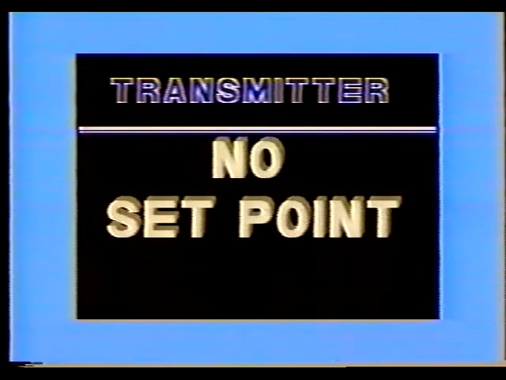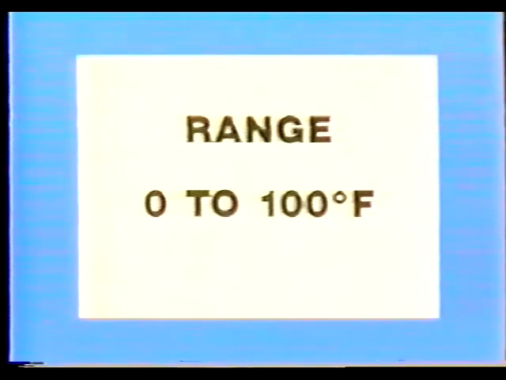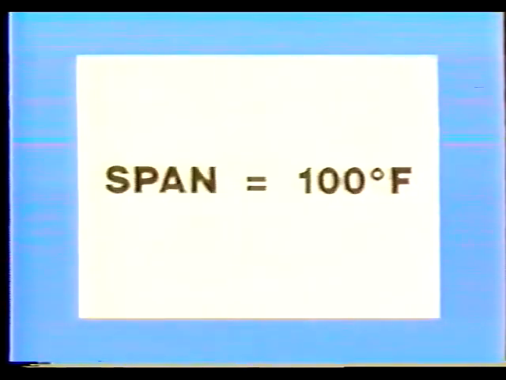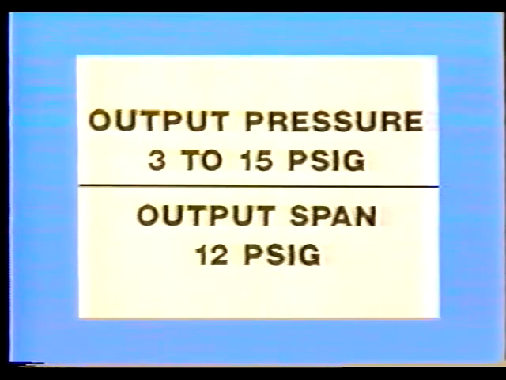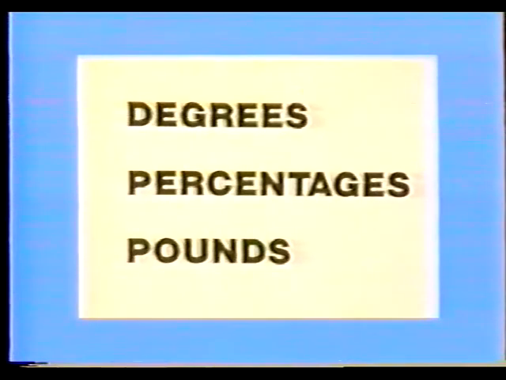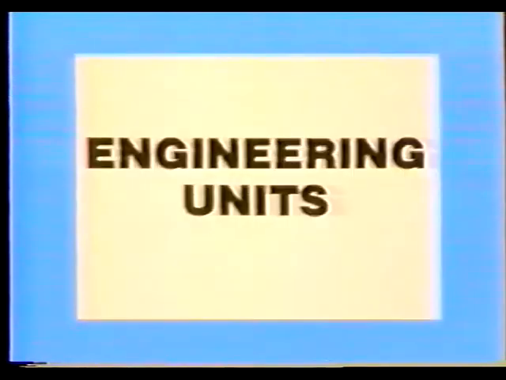In contrast to a thermostat, the transmitter has no set point. Its output is over the full range or span of the device. For example, a 0 to 100 degree transmitter has a span of 100 degrees or 100 engineering units, each unit being 1 degree. The output or signal pressure that is maintained by the transmitter is 3 to 15 psig over the specific range of the transmitter. This is an output span of 12 psig and relates to the temperature, pressure, or humidity being sensed. The degrees, percentages, or pounds, etc. are referred to as engineering units.